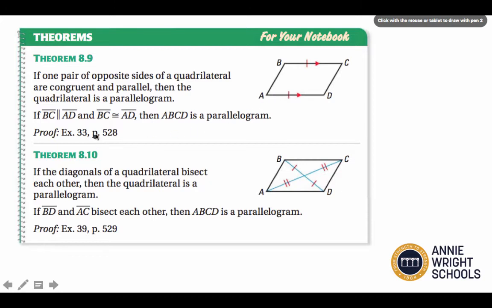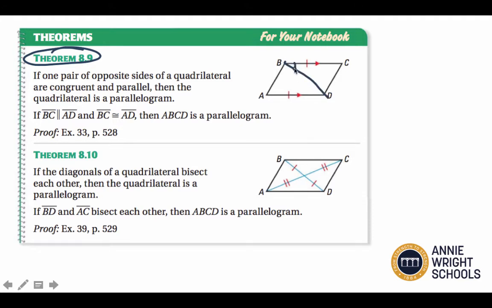This one is really interesting. This is one we didn't have in the previous section, so I would read this one closely. If one pair of opposite sides of a quadrilateral are both congruent and parallel, then you can prove that the quadrilateral is a parallelogram. What I would do is I would introduce a diagonal here.